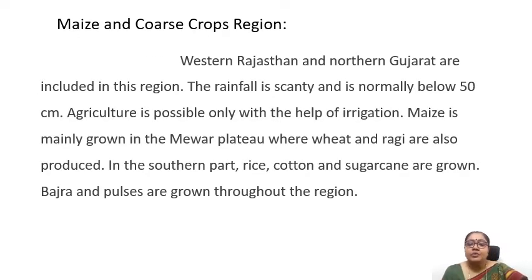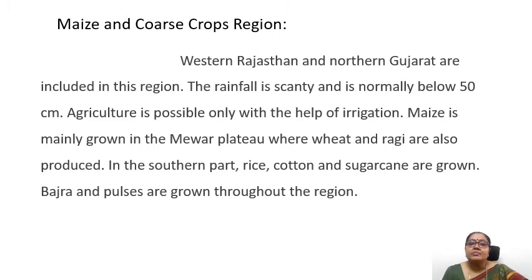Now we move on to the maize and coarse crop regions. Western Rajasthan and northern Gujarat are all included in these regions, and the rainfall is very scanty and is normally below 50 centimeters. So we know we are moving towards the desert parts of India. Rajasthan has very little rainfall, normally below 50 centimeters.